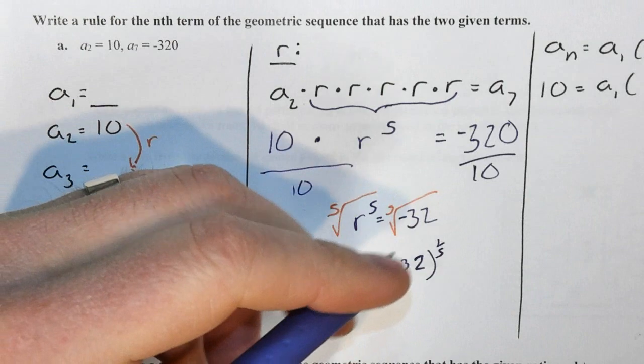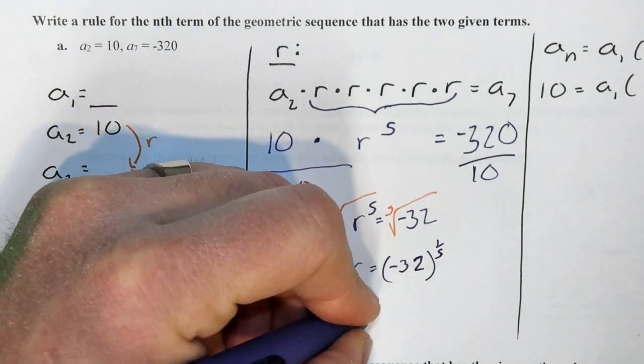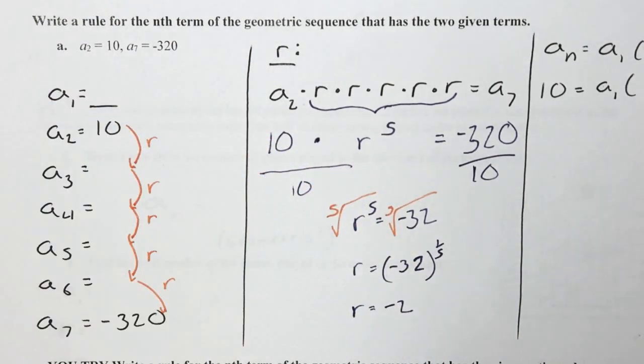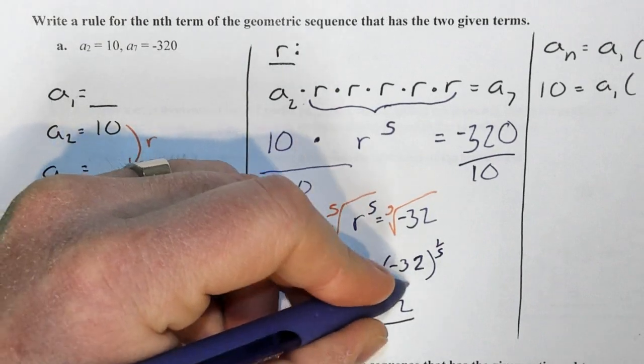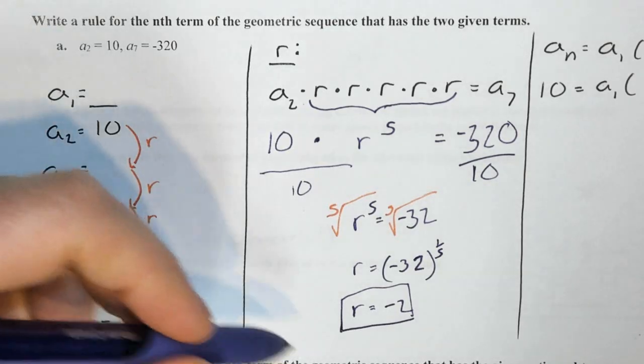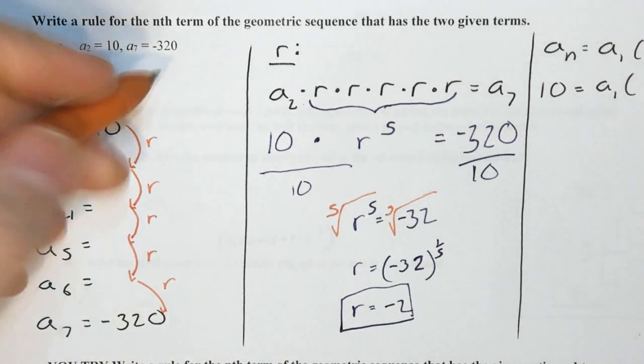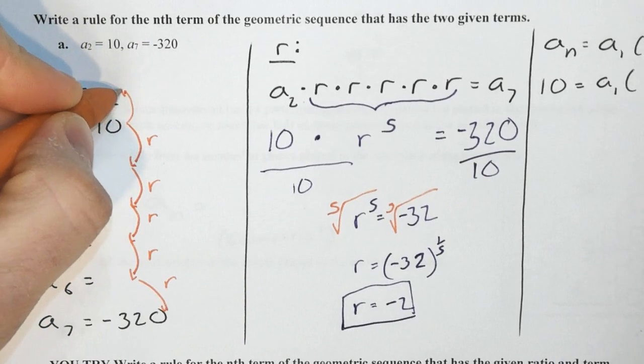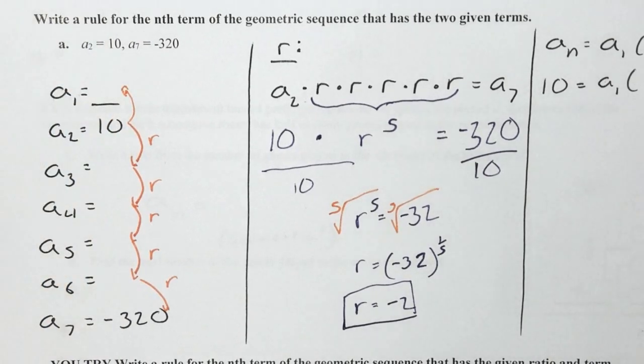That is going to give you an r value, or a ratio value, of negative 2. So that one right there is the ratio that helps us bounce from one term to the next. Excellent. So that's actually one of the two things that we need. Now you can use that ratio value and bounce your way back to the first term by using a negative 2. That works out really nicely.